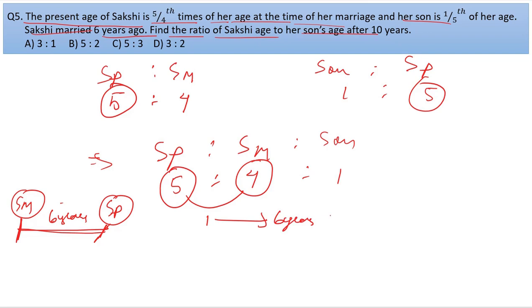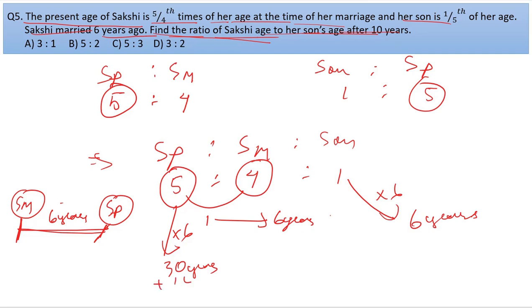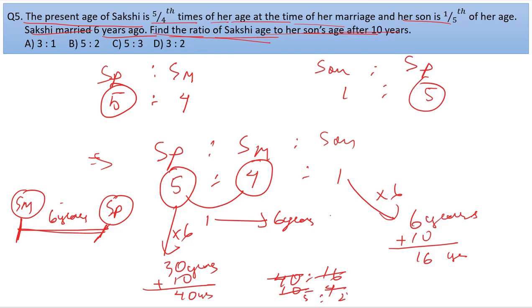So now the present age will be 6 times 5, that is 30 years, the present age of Saksi, and then the son's age will be 1 times 6, that is 6 years. Now the question is saying to find the ratio of Saksi's age to her son's after 10 years. So plus 10 years, that is 40 years, and here plus 10, that is 16 years, and the ratio will be 40:16. Dividing by 8, that is 5:2, the correct answer. So option B is the correct answer.